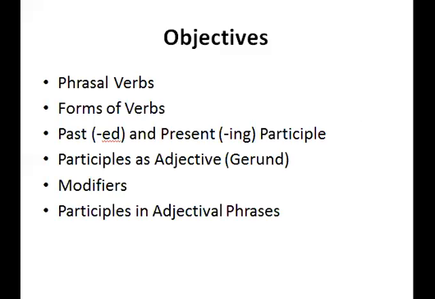The objective of today's lesson is to understand the use of phrasal verbs. Then we're going to move over to the 5 different forms of verbs. We're going to later look at the past and the present participle. We're going to look at the use of participles as adjectives. Later on, we will view how modifiers are used. Finally, we're going to look at participles in adjectival phrases.